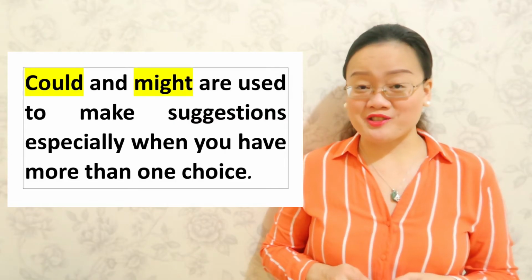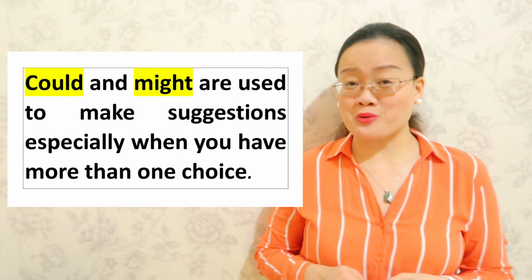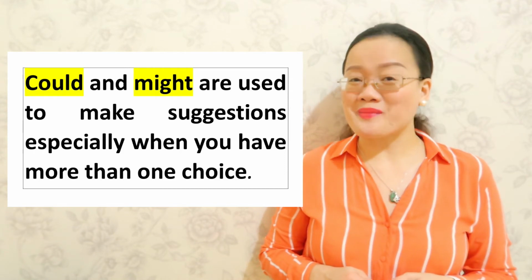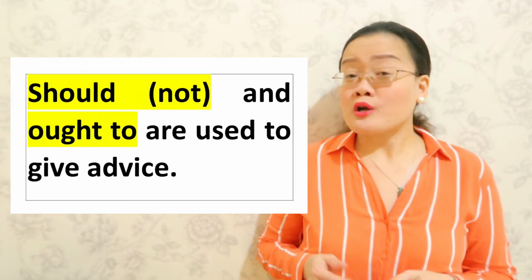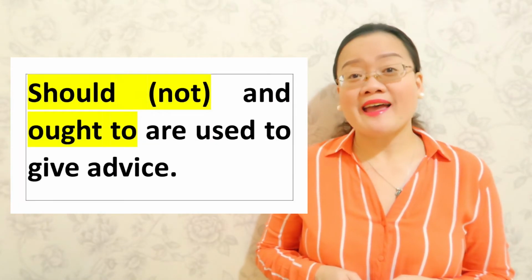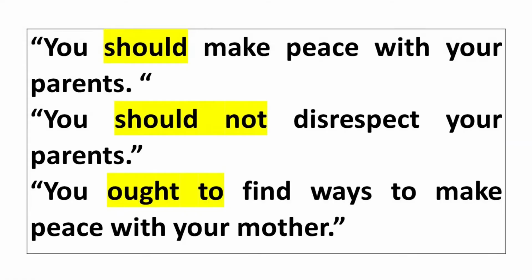To make casual suggestions, especially when you have more than one choice, we use could or might. For example, if you don't like my first idea, you might try giving her perfume, or you could give her flowers. To give advice, use should or should not and ought to. For example, you should make peace with your parents.